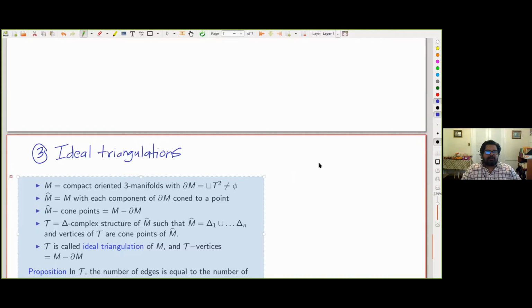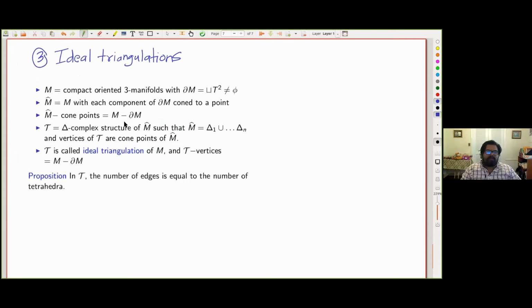So what are we going to do for ideal triangulations? I just need to set up some notation just so that we know what we are looking at here. So M is a compact oriented three manifold with torus boundary, non-empty torus boundary. And M hat is going to be M with each component of the boundary coned to one point. So say something like this. This is what it's going to look like.